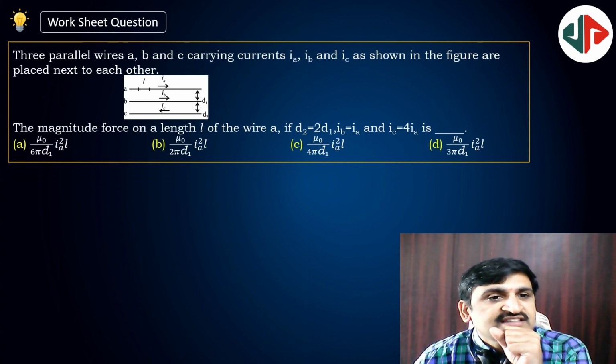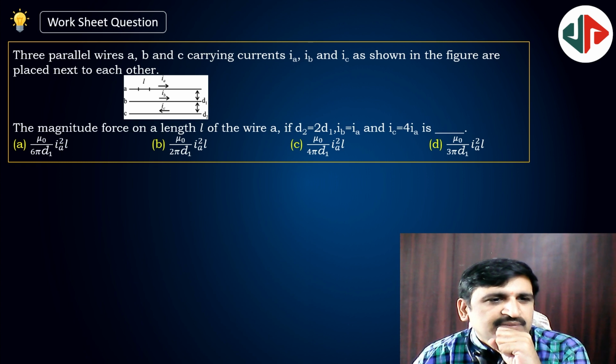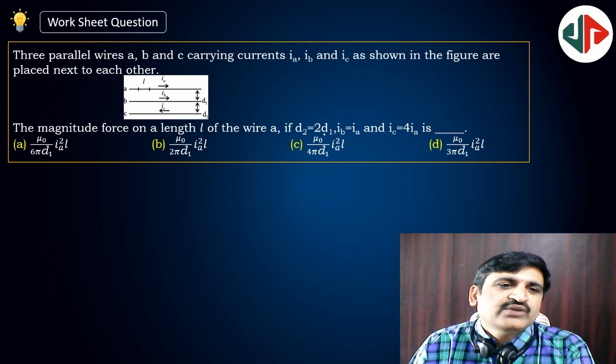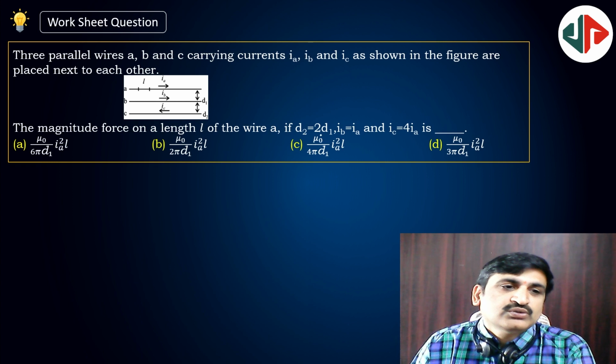Three parallel wires A, B, C carrying currents IA, IB, IC as in the figure are placed next to each other. Find the magnitude of force on a length L of wire A, which is at 2D distance from wire B, and some more conditions are there. If D2 is equal to 2D1, and IB is equal to IA, and IC is equal to 4IA.